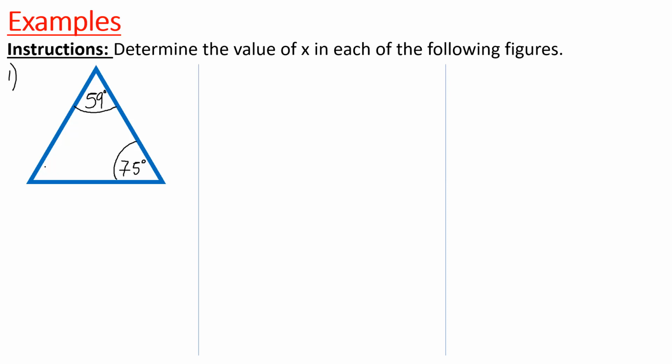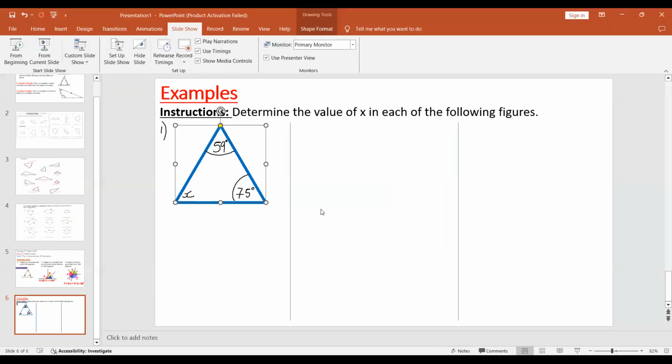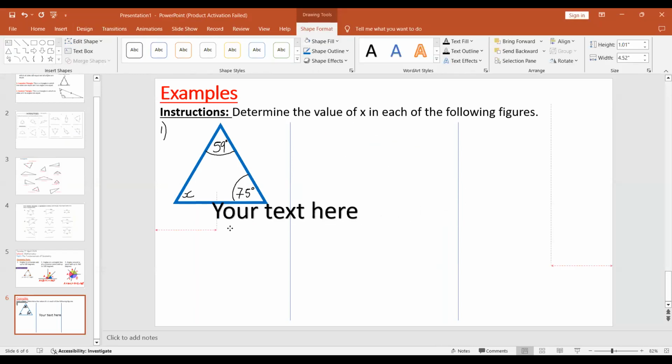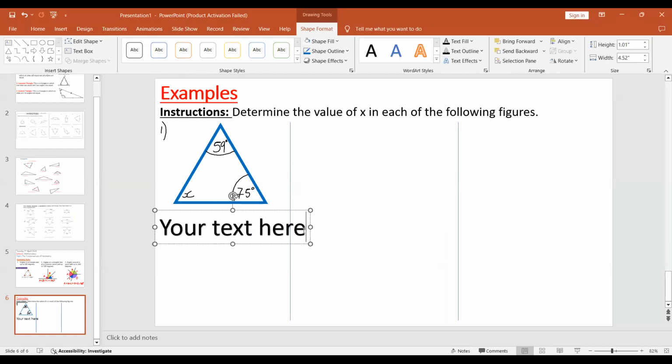All right, so to figure out the value of X, we're going to add first, and then we're going to subtract. Add is going to be our go-to. What are we going to add? We're going to add 59 degrees plus 75 degrees.